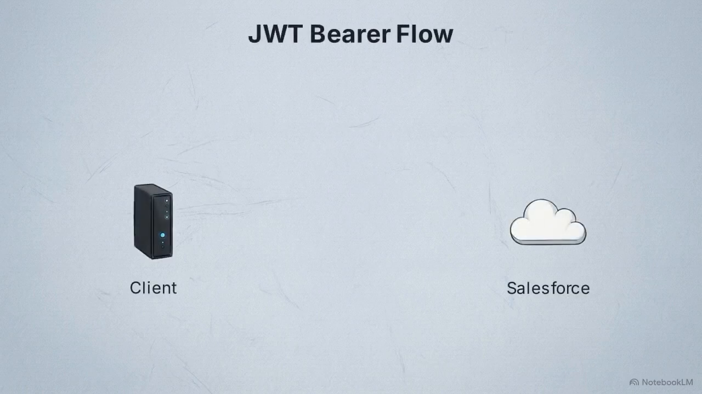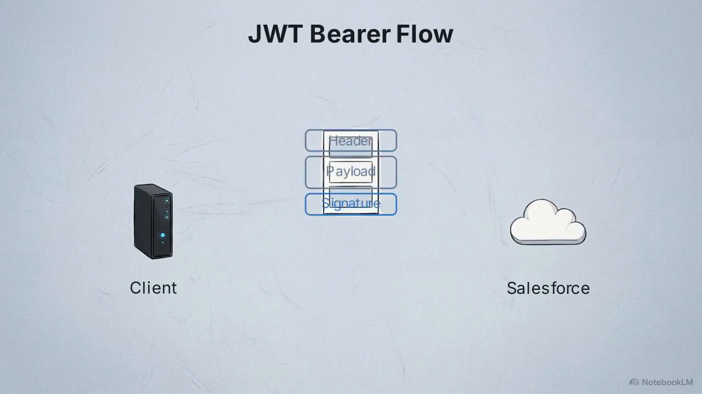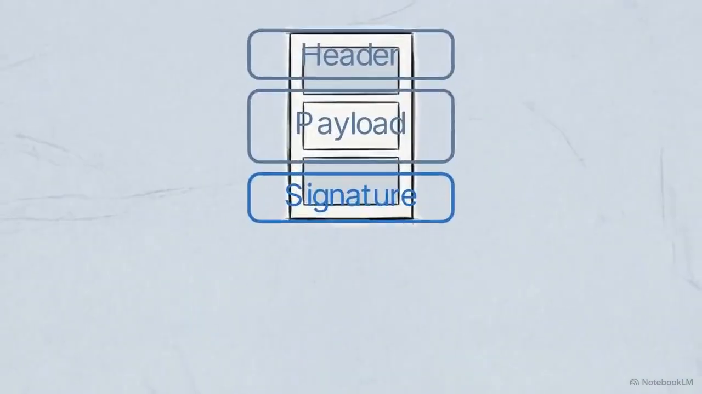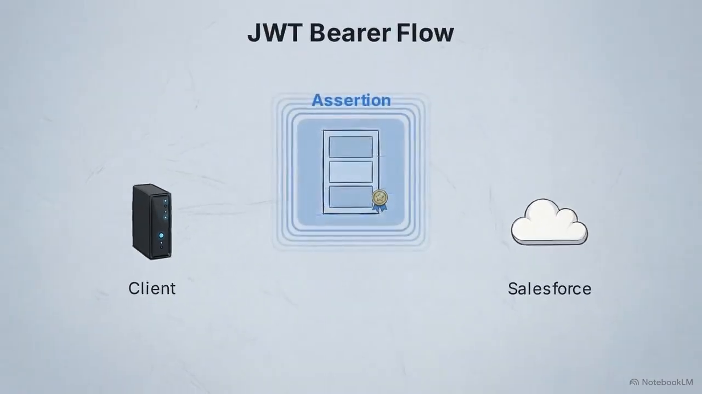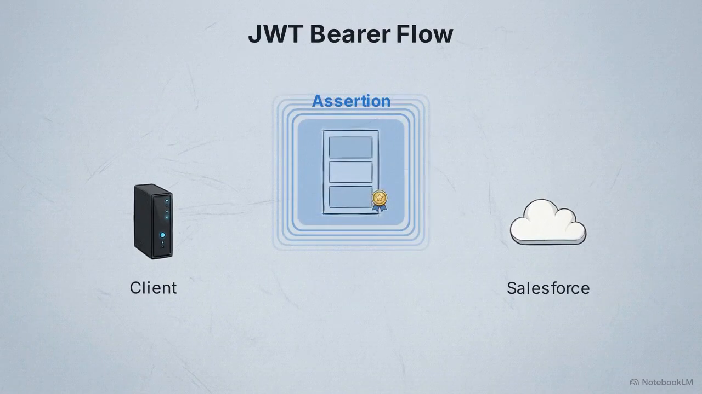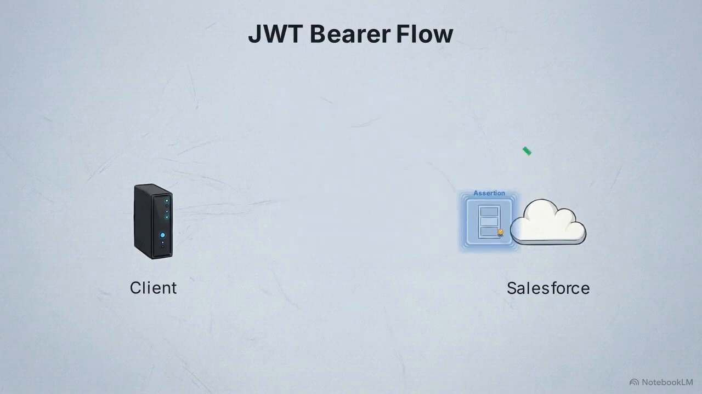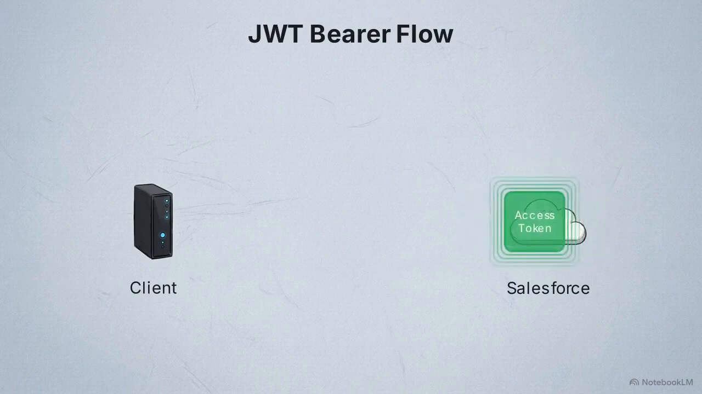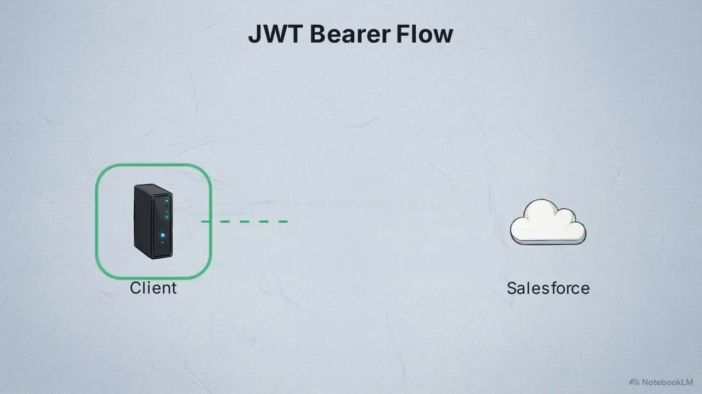This flow replaces passwords with cryptographic assertions. The client creates a JSON web token containing its identity claims. The client signs this token using a local digital certificate, creating a mathematical proof of its identity. This signed assertion is sent to Salesforce, which verifies the signature and issues an access token. No passwords or static secrets are transmitted.